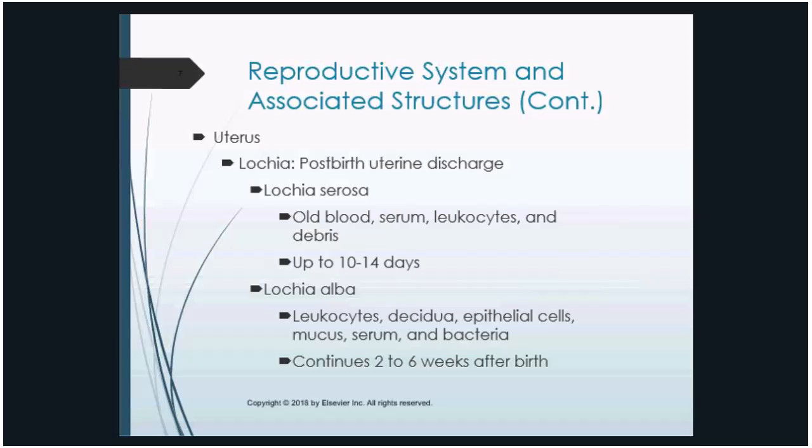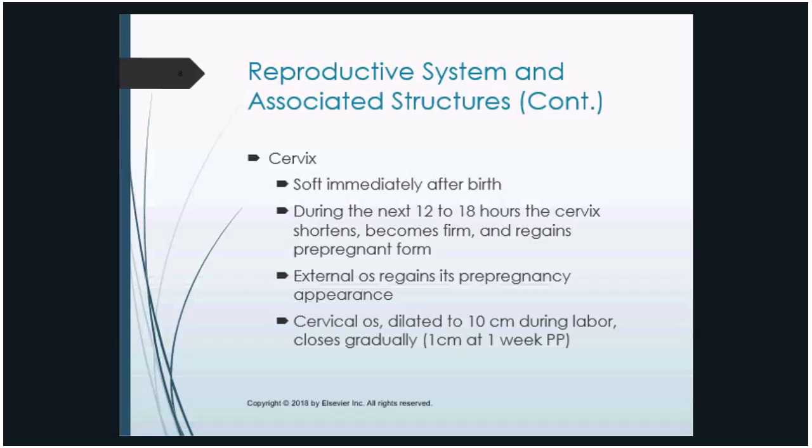And lochia alba is leukocytes and epithelial cells, mucus, serum, and bacteria. It continues for 2 to 6 weeks after birth. The cervix is soft immediately after birth, and during the next 12 to 18 hours, the cervix shortens, becomes firm, and regains its pre-pregnancy form. The external os regains its pre-pregnancy appearance, and the cervical os, dilated to 10 centimeters during labor, gradually decreases to 1 centimeter at 1 week postpartum.